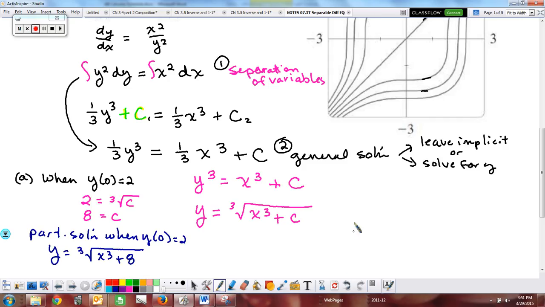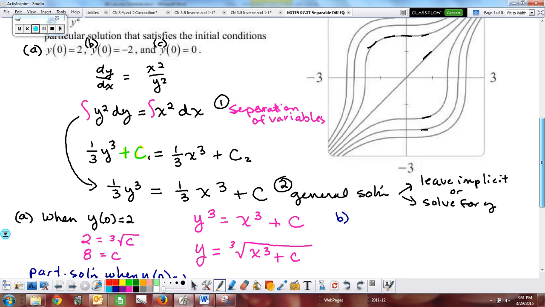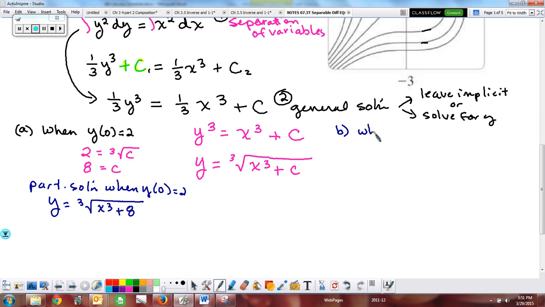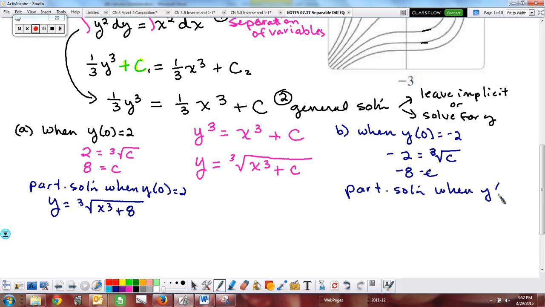Okay. Now let's look at B just to kind of show you the difference. For that one we had y of 0 equals negative 2. So we're doing when y of 0 equals negative 2, so that should be fairly easy. Negative 2 equals the cube root of C, so C is negative 8 in that case. Alright, so my particular solution for B when y of 0 equals negative 2 is going to be y equals cube root of x cubed minus 8.